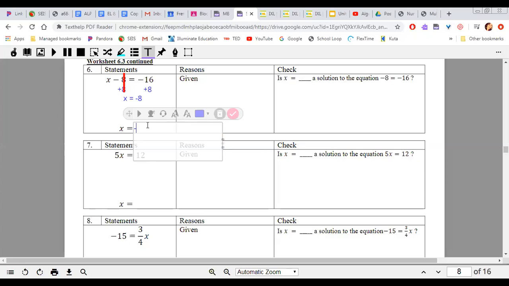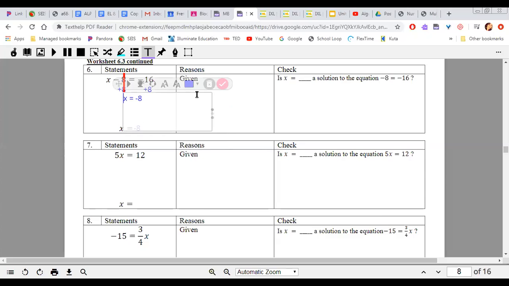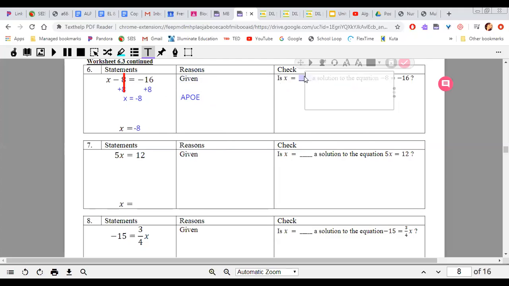And what do I write for my given, my reasons? Add property of equality. Yes, POE, because I added. Good. I was seeing if we could do that without the arrow there, and we did. Awesome. Take my negative 8.